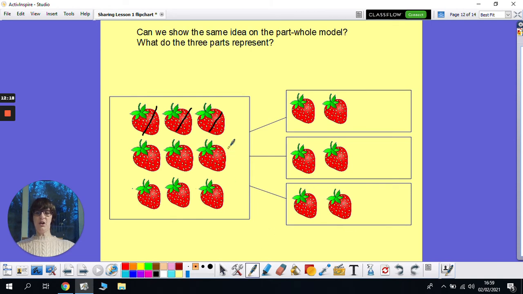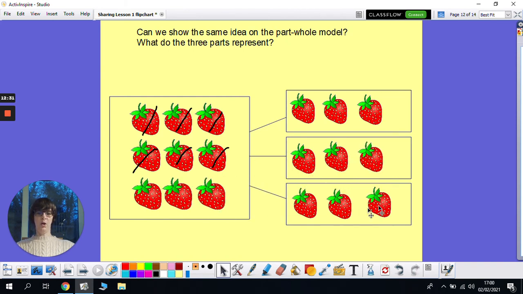And then I'll tick off. I've shared those strawberries. And then the last ones, I'm going to go 1 for the top one, 1 for the middle one, and 1 for the bottom. And then I can tick off. I've shared all my 9 strawberries. 9 strawberries shared between 3, I've got 3 different groups, equals 3 strawberries for each group.